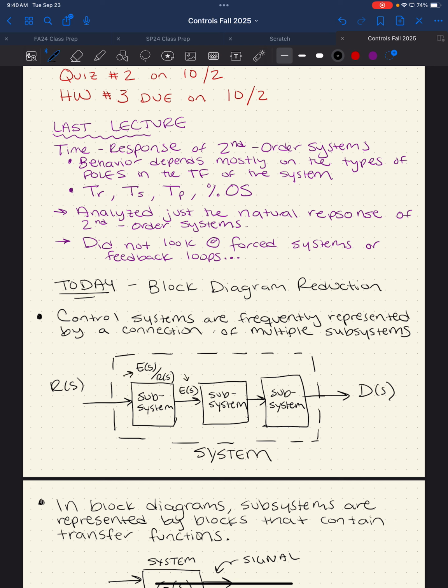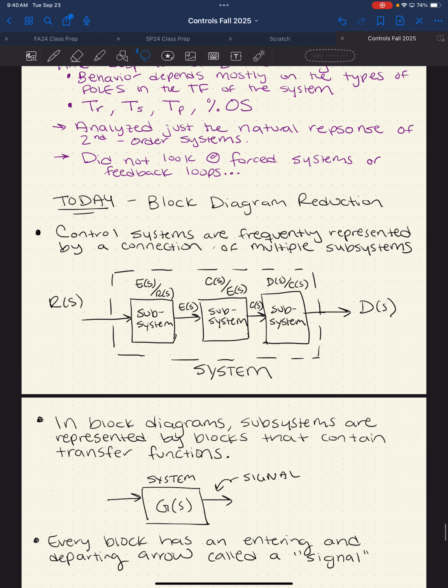So let's say this next signal here is C of S. What would the transfer function for this next subsystem look like? C of S over E of S. This signal here is C of S, so it needs to be C of S over E of S. All right, tell me about this last one. What does this last one look like? D of S over C of S. Okay, cool. I'm going to give us some more space here.